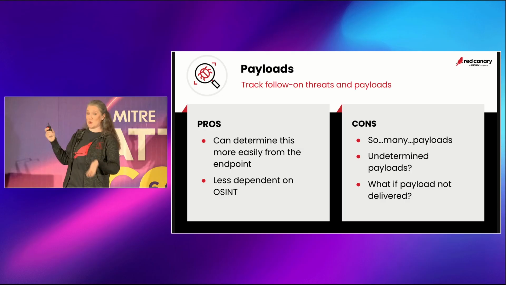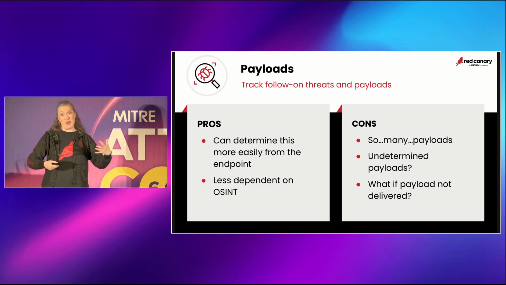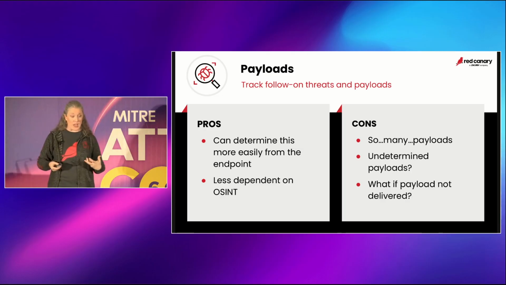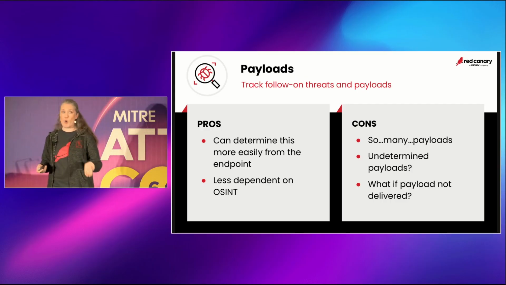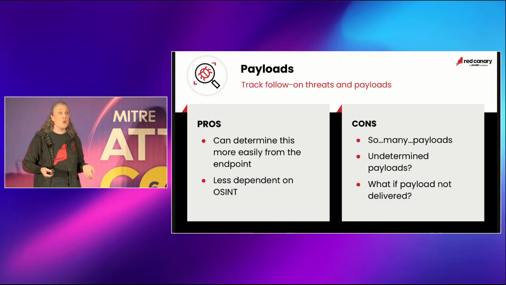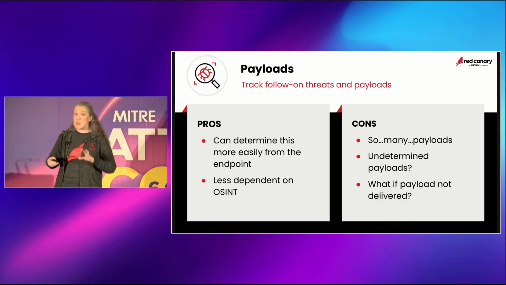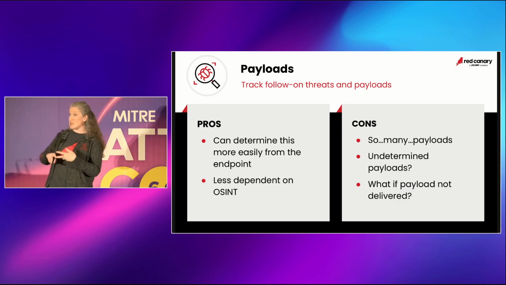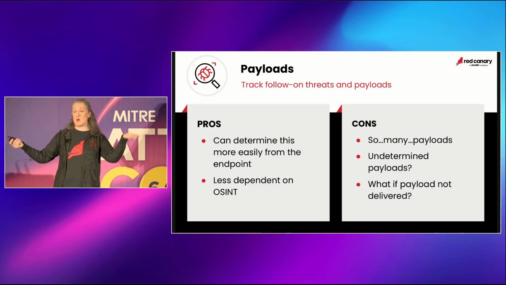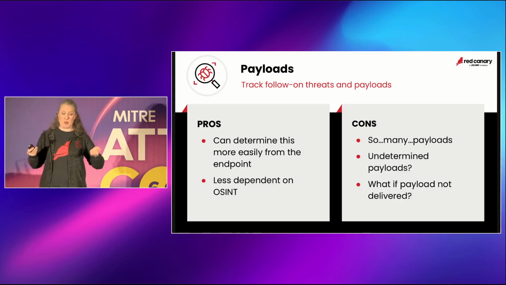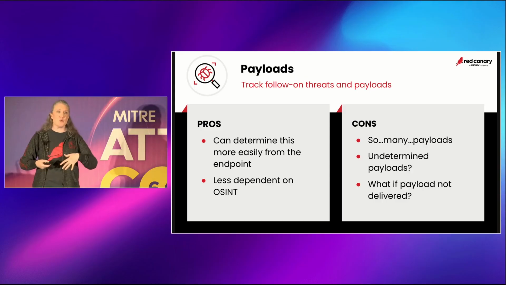We can track the payloads. We can see that on the endpoint. So payloads are something that we do track, and we're less dependent on OSINT, although we do still leverage it to figure out what payloads are. The disadvantages of this are there are so many payloads. Dozens, at least a couple dozen at this point. It is impressive the number of payloads and other threats we've seen used alongside paste and run. What if we don't know what the payload is? How are we going to track it if we're just looking at payloads? And what if the payload's not delivered?